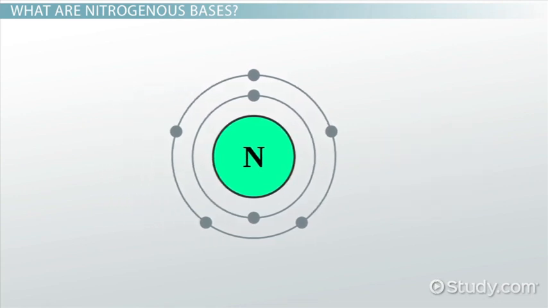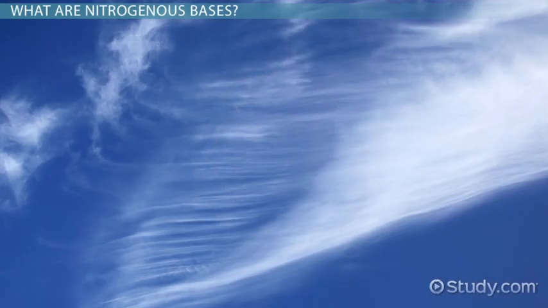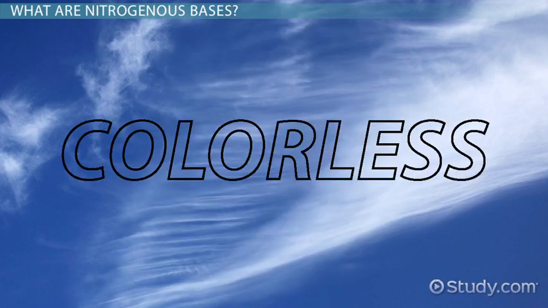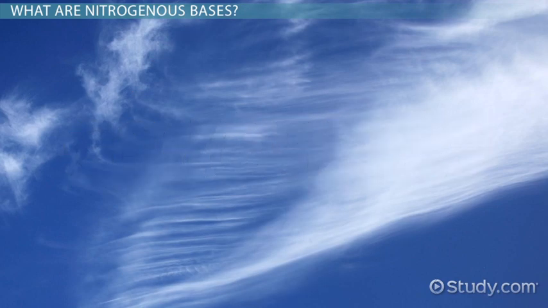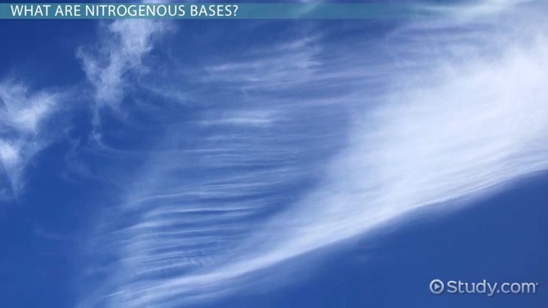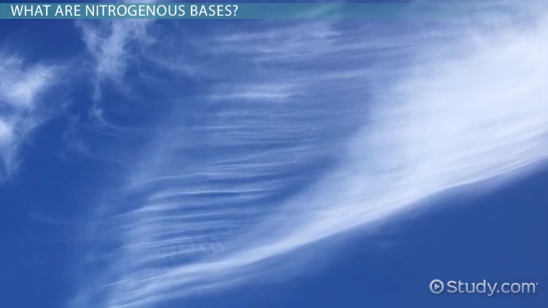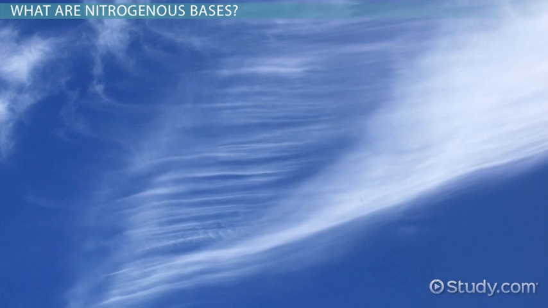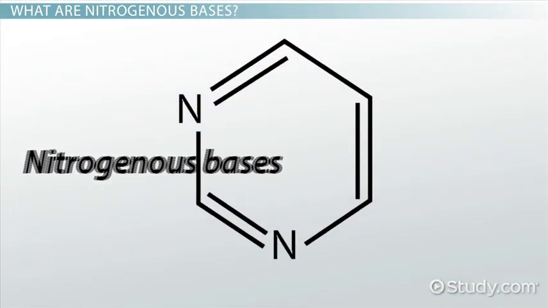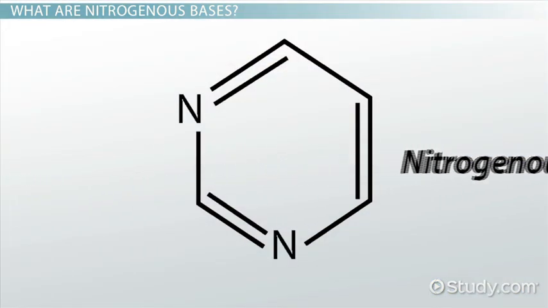Elemental nitrogen is normally found as a gas in the Earth's atmosphere. It is generally odorless, tasteless, and colorless, and reacts very easily with the other elements. This reactivity makes it an important part of the compounds necessary for life. Nitrogenous bases are also, as the name implies, bases.